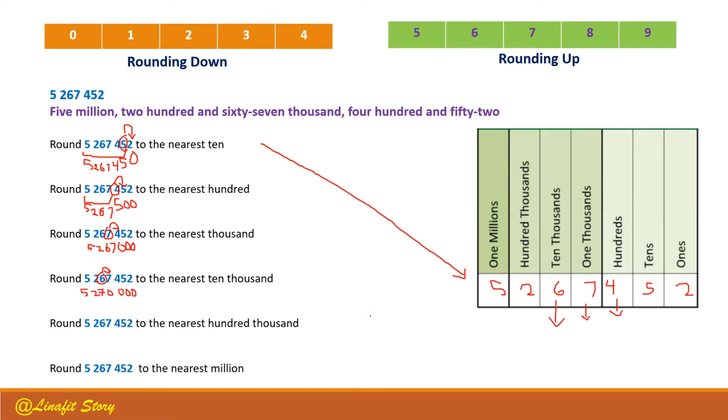And then to the nearest 100,000, the digit 2, this one. After the digit 2 is 6. So round up. 2 plus 1 is 3. So 5,300,000. And then this one to the nearest million. This is 5. The next digit after 5 is 2. So it means round down. So the answer is 5 million.